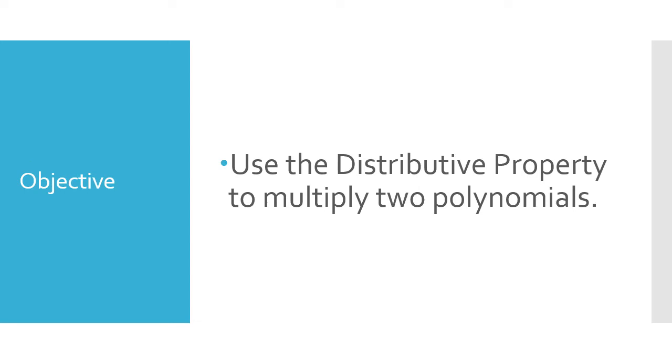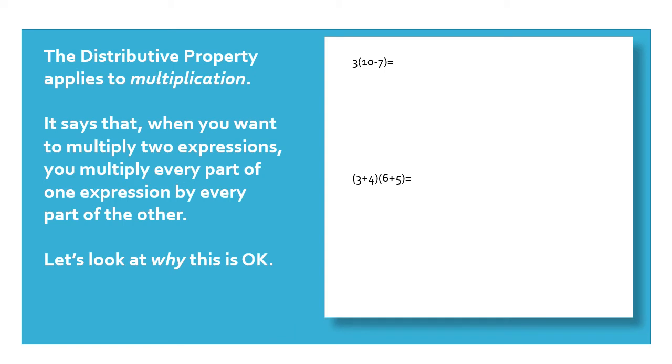Our objective is for you to now be able to use the distributive property to multiply two polynomials, specifically algebraic polynomials, something with variables in it. All right, so the distributive property applies specifically to multiplication. And it says that when you want to multiply two expressions, so that your two factors are expressions, not just integers, you multiply every part of one expression by every part of the other.